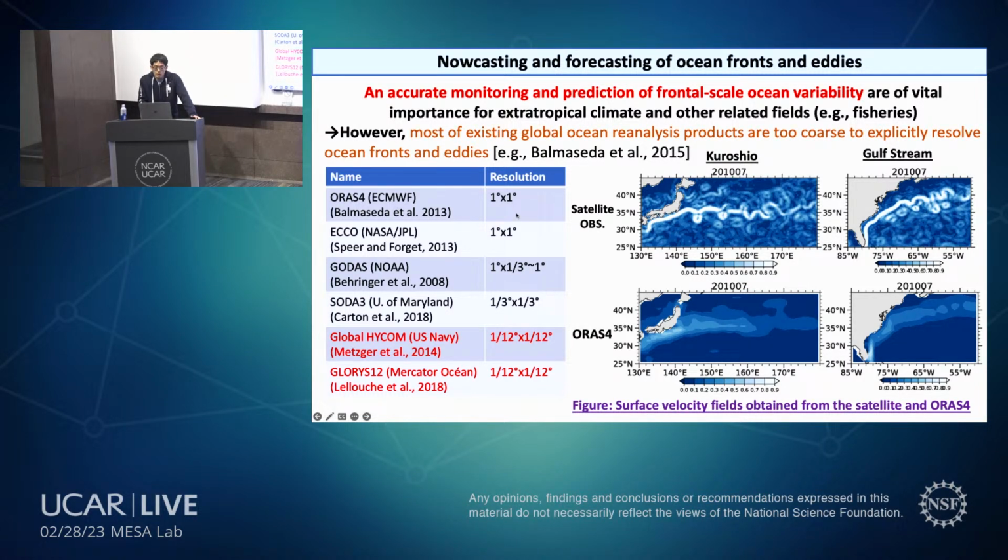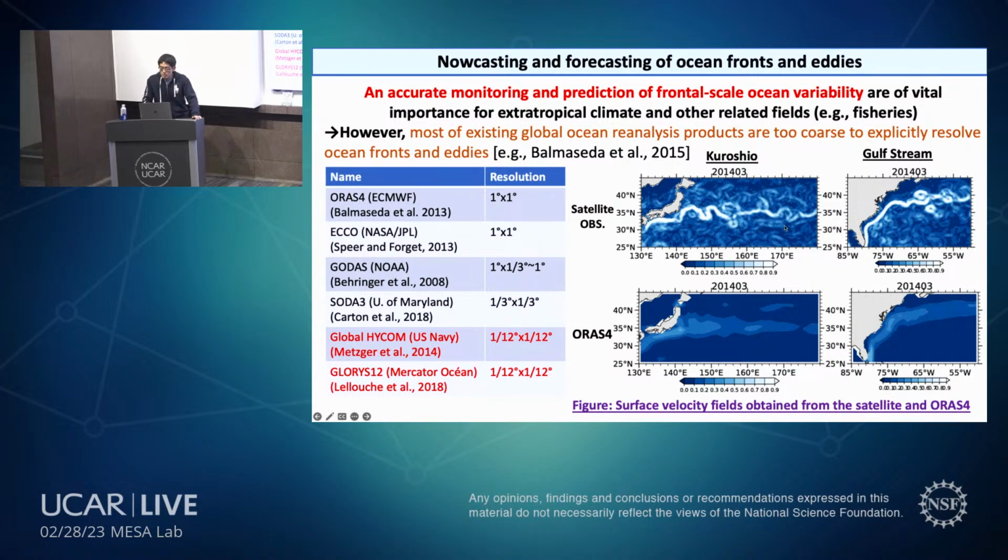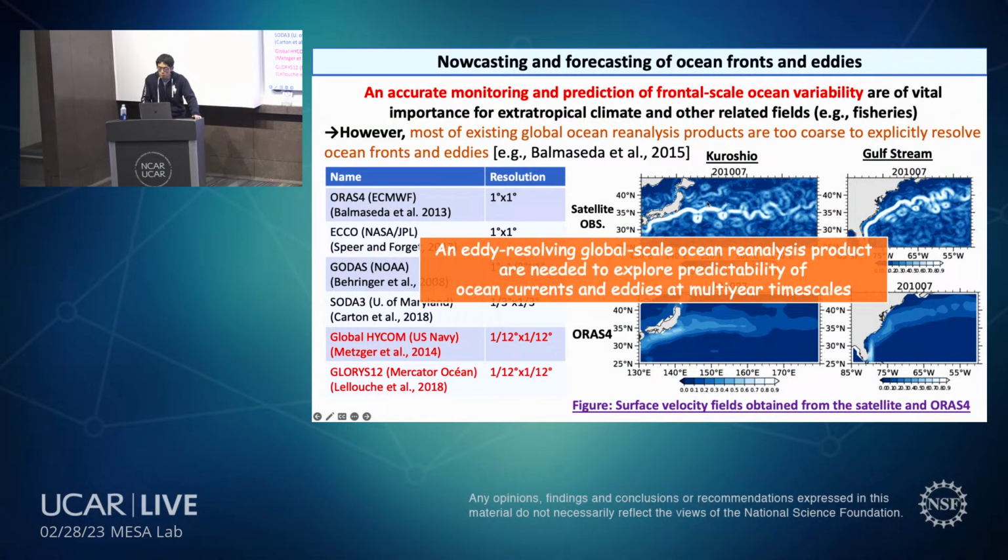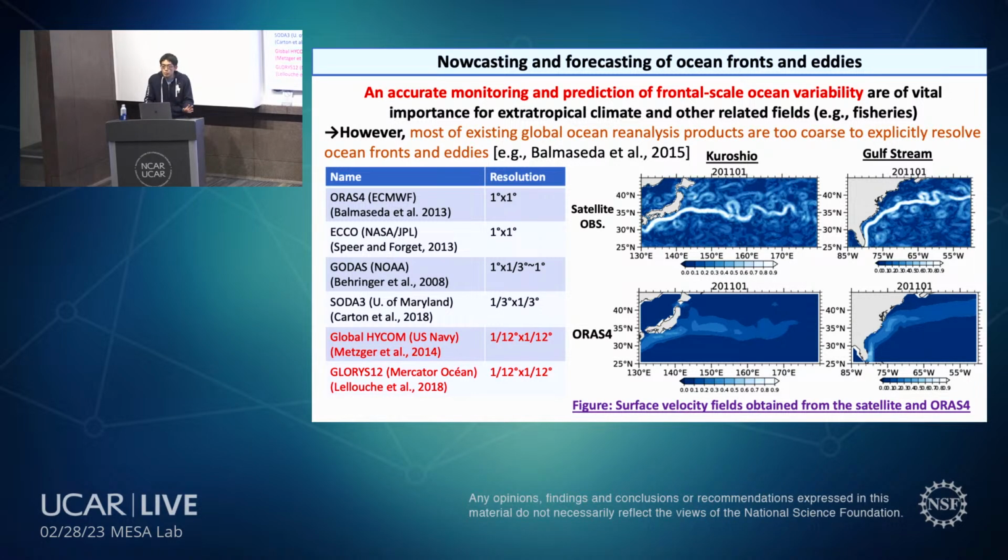This table summarizes the horizontal resolution of commonly used ocean reanalysis products. The right animation shows snapshots of the surface velocity field derived from satellite observation, and those from Aura S4, which is a typical non-eddy-resolving ocean reanalysis product. The left one is the Kuroshio region, and the right one is the Gulf Stream region. In the observation, you can see a narrow band of intense current jet, for both the Kuroshio and the Gulf Stream, as well as energetic pinched-off eddies associated with the jet. However, such frontal-scale features are largely smoothed out in non-eddy-resolving systems.